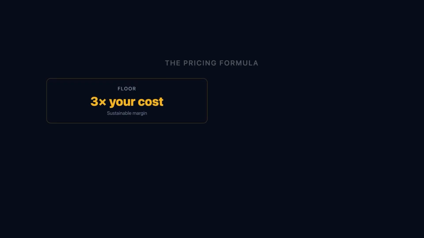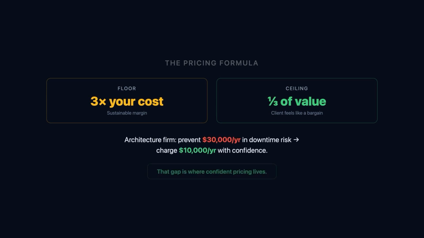So when you can quantify that, pricing becomes simple. Your price floor is still three times your cost, but your price ceiling is about one third of the value you deliver. So if you're preventing a $30,000 a year downtime risk and compliance exposure, you can charge $10,000 a year and your client will feel like they're getting a bargain. They'll know they're getting a bargain.